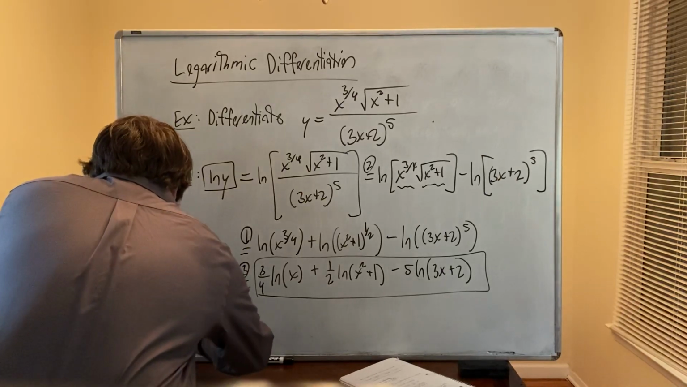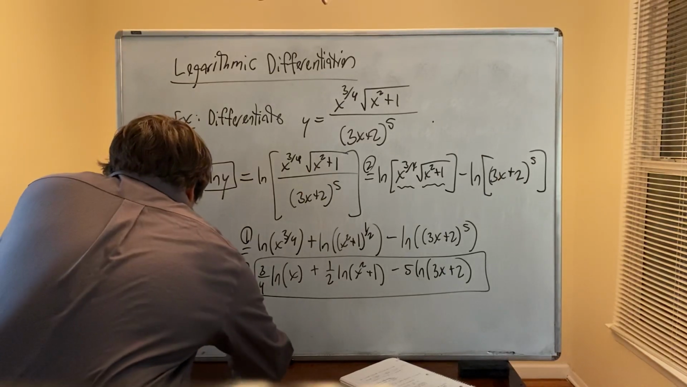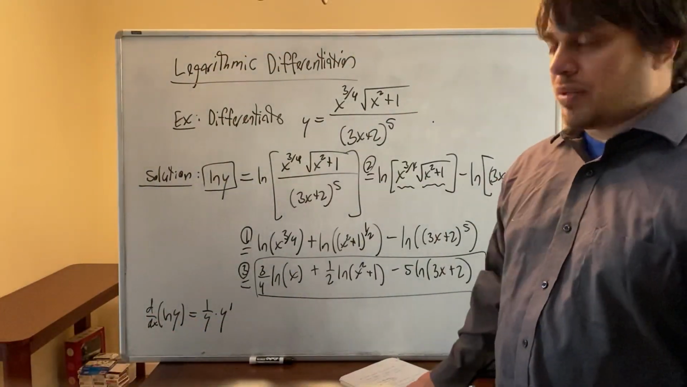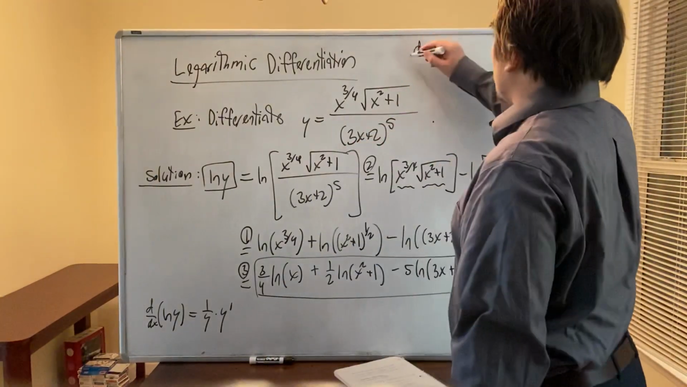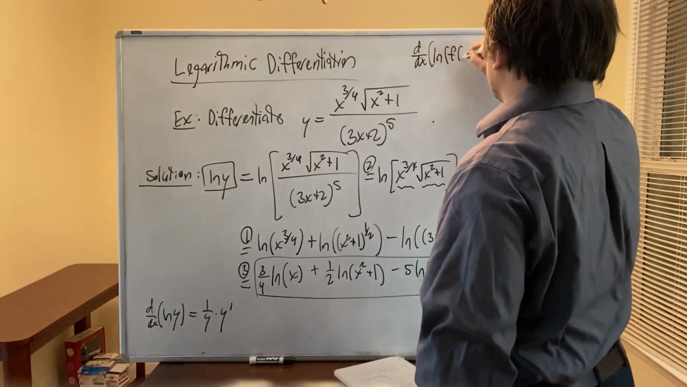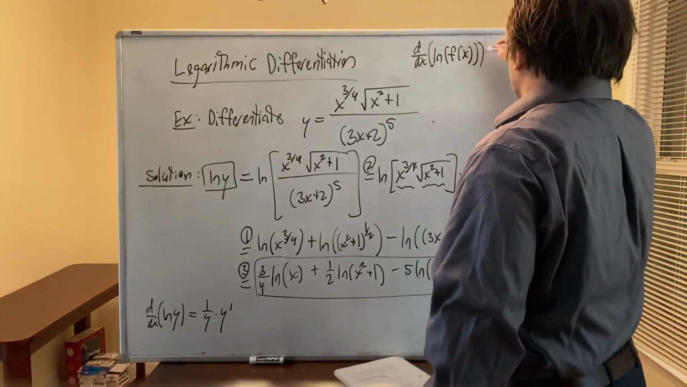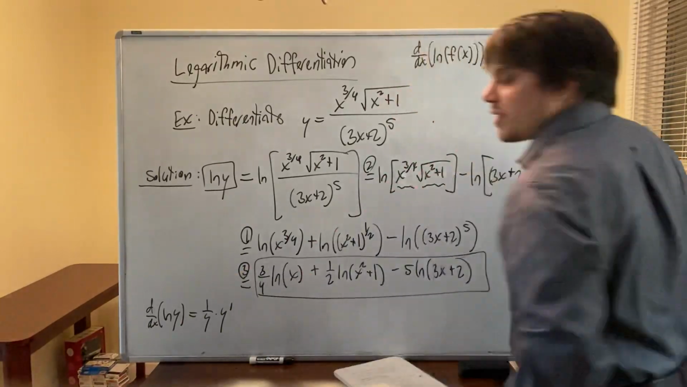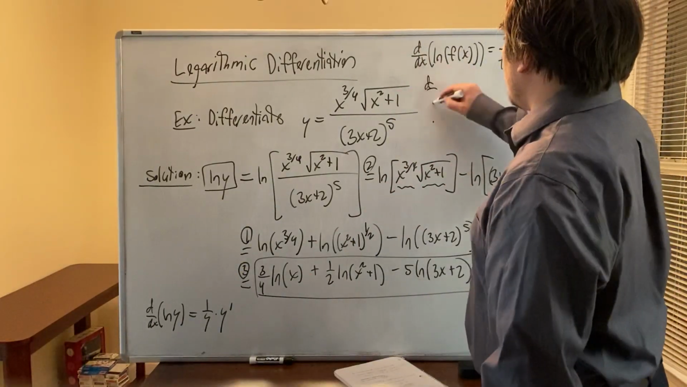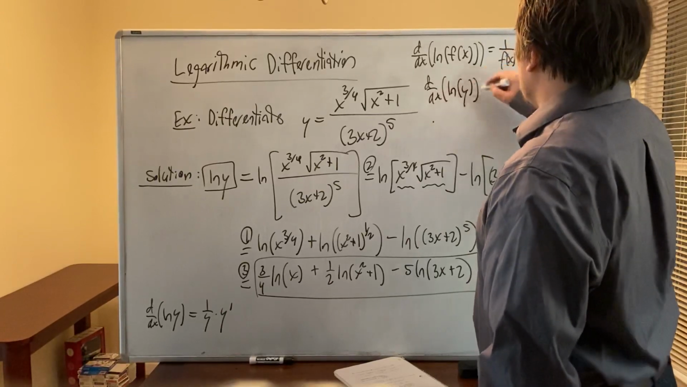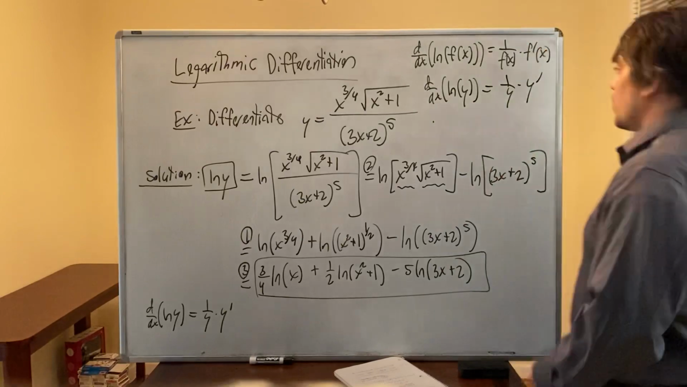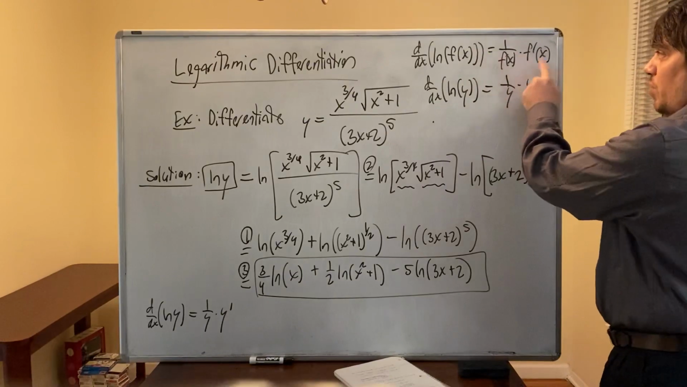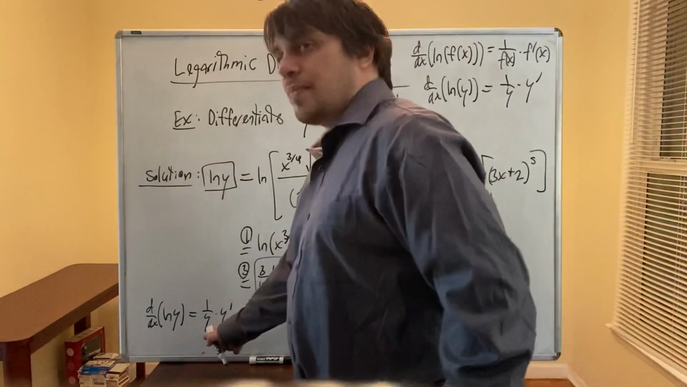So d dx of ln of y is equal to 1 over y times y prime. So point out, the derivative of ln of y is 1 over y times y prime. Why is that? Remember before I said the derivative of ln of a function is 1 over that function times the derivative of that function. So y equals f of x is a function. So let y be that function. d dx of ln of y is equal to 1 over y times y prime, which is the derivative of that function y. And so that's what I'm writing here.